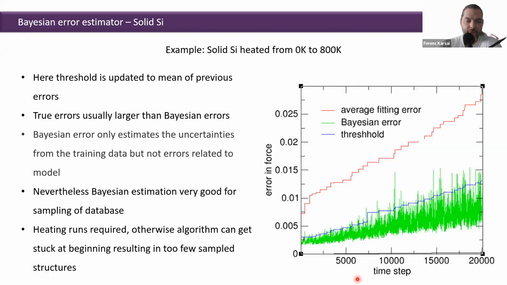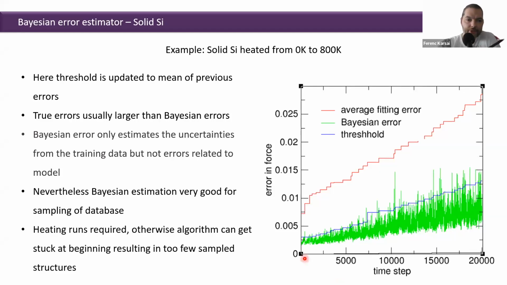What you can see here is that the Bayesian errors strongly underestimate the values of the real errors. Why? Because they only estimate the uncertainties from the training data, but not the uncertainties of the fitting model. That means you have errors in descriptors, etc. Nevertheless, they capture the trend of the real errors. And the trend is really enough to have a good sampling.